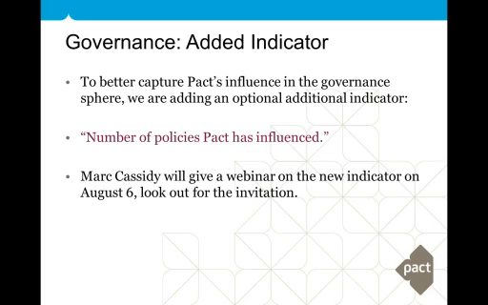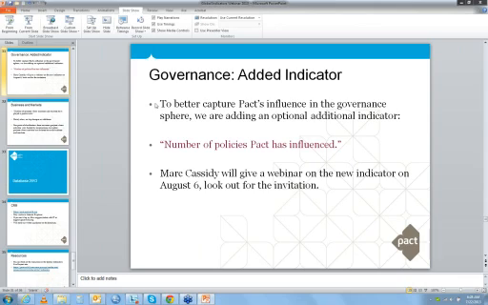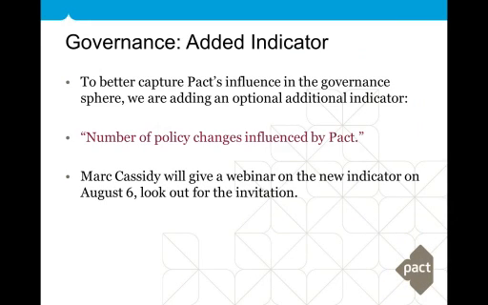As I think some of you are already aware, Mark Cassidy has been working on an additional indicator that will be optional for this year that will better capture PAC's actual influence and outcomes of PAC's work. So the indicator, I'm sorry, I phrased it incorrectly in the slide. It should be number of policy changes influenced by PAC. So number of policy changes influenced by PAC is the indicator that's been added for this year.